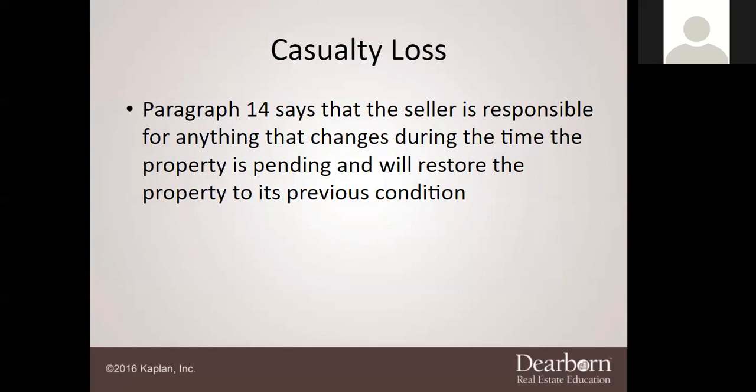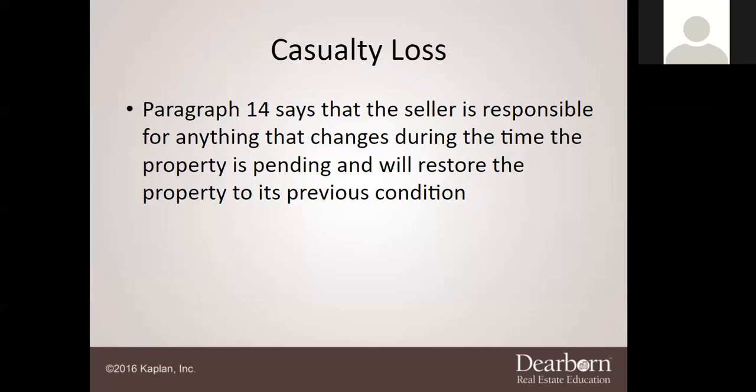Okay? Now, most of the time, if a house burns to the ground, it allows for both parties to do what? We talked about this way back in the beginning of this class. If the house burns to the ground, it's impossible, and what happens to both parties? Contract's dead. It's dead on its face. Okay? But again, it states in here, if anything changes during the time that the property is pending, the seller must restore the property to its previous condition. No ifs, ands, or buts.